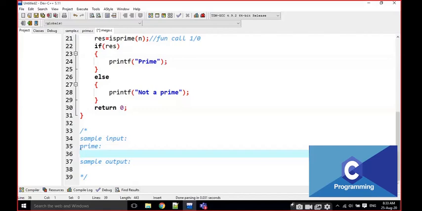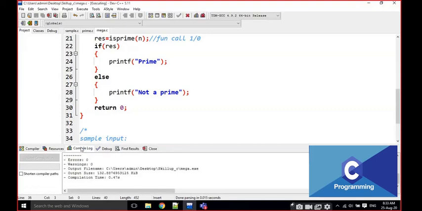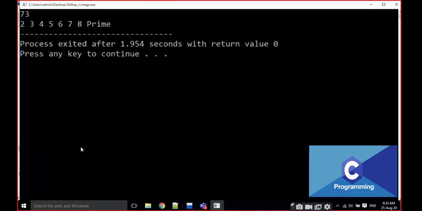Okay, now the next program is mega prime. What is mega prime here? For example, I am going to write 73. I am going to check whether 73 is prime or not. Yes, it is a prime number.